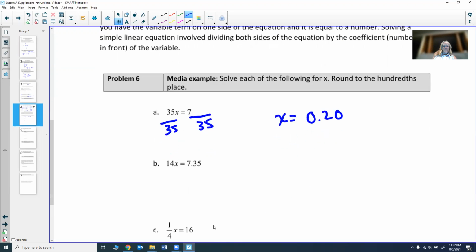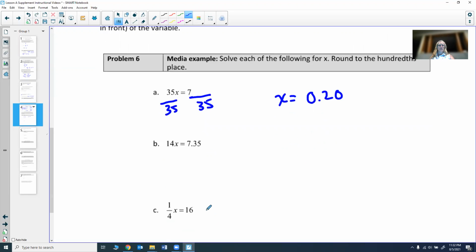Now let's do 14x is equal to 7.35. Again, I'm going to divide both sides by the coefficient of x, which in this case happens to be 14, because it's the number attached to the x. Then all I can do is find out what 7.35 divided by 14 is. And we get that x is equal to 0.525. That number is a terminating decimal, so we don't have to worry about it going on. It nicely terminates and we're good.